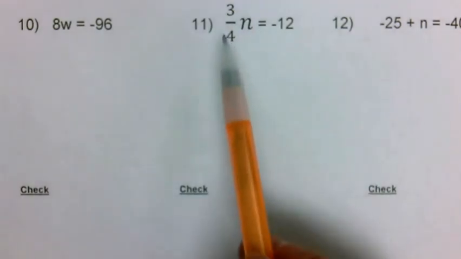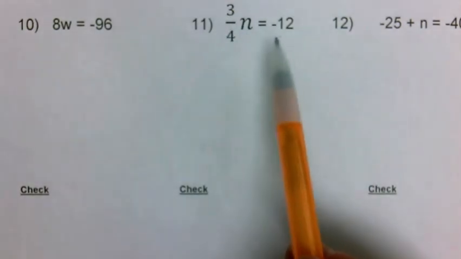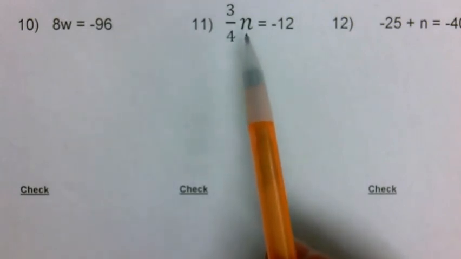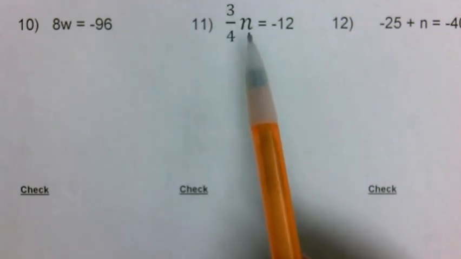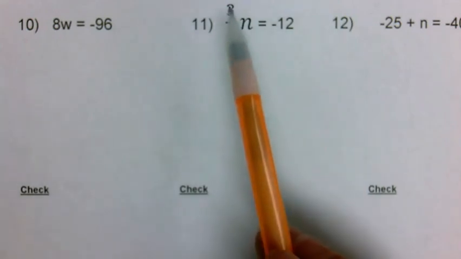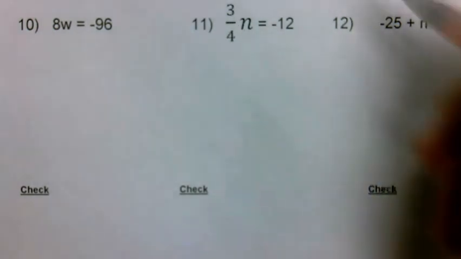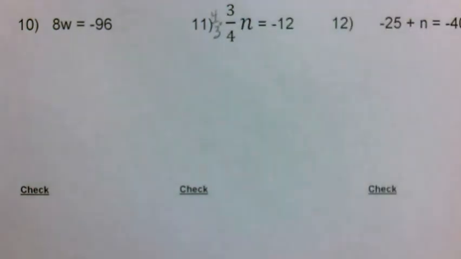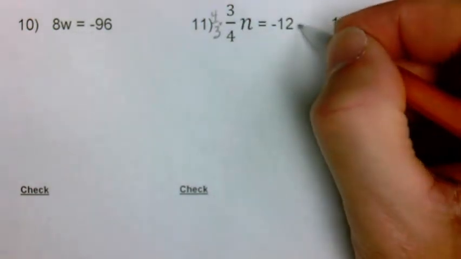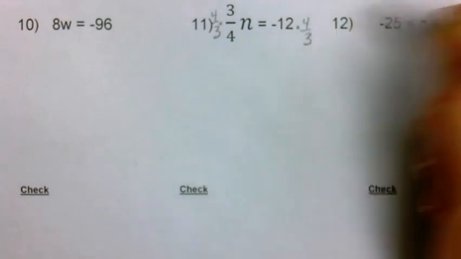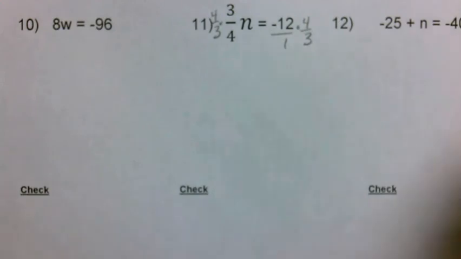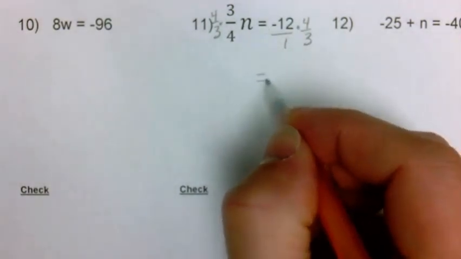Let's take a look at this example. 3/4 n equals -12. So our fraction 3/4 is multiplying n to get the value of 1n. Then I'm going to multiply each side of the equation by 3/4 reciprocal, which is 4/3. So I'm going to multiply by 4/3 on the left, which means I'm going to multiply by 4/3 on the right. And I'm going to make -12 a fraction by putting it over 1. Bring the equal sign straight down.